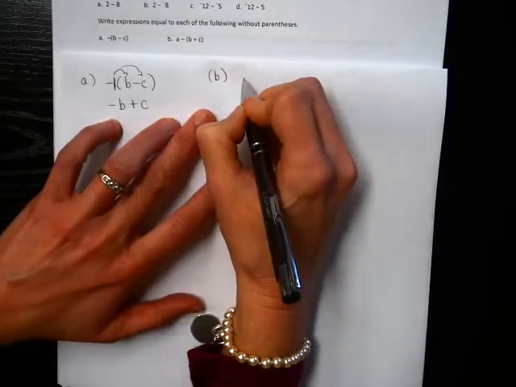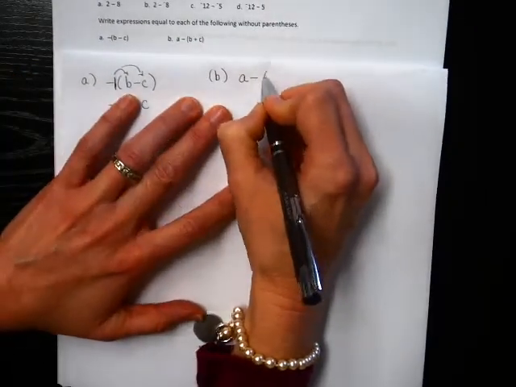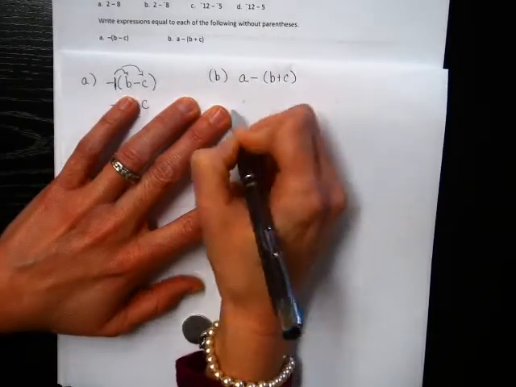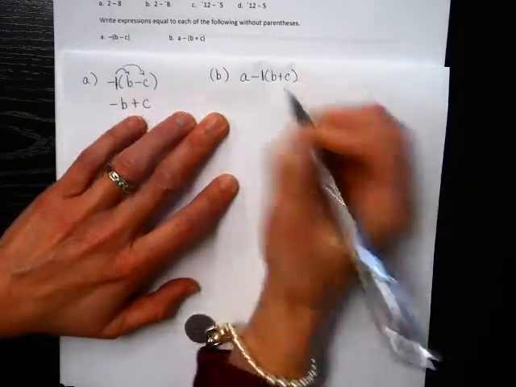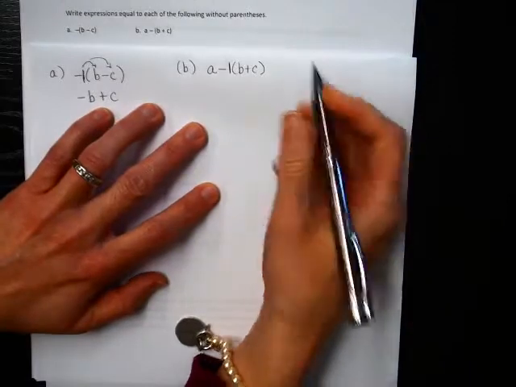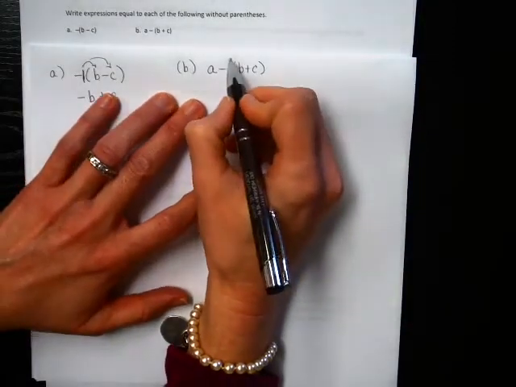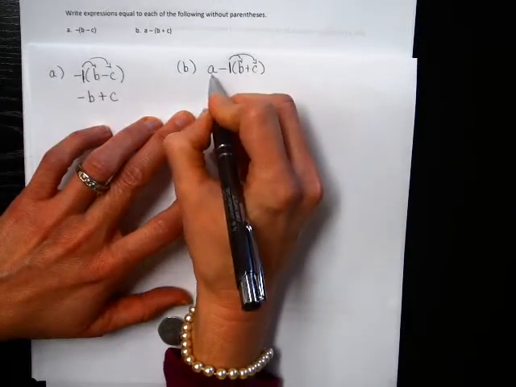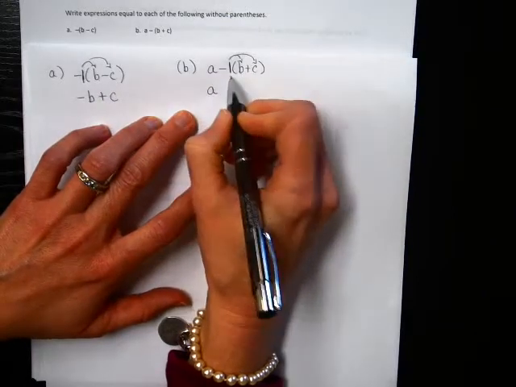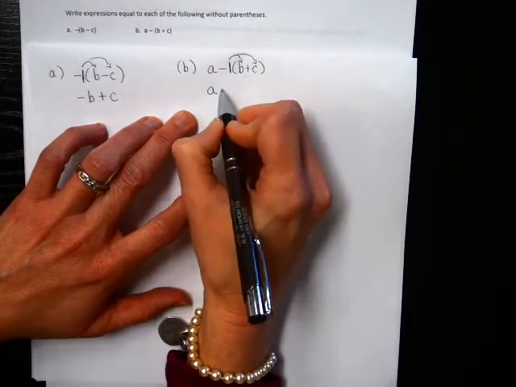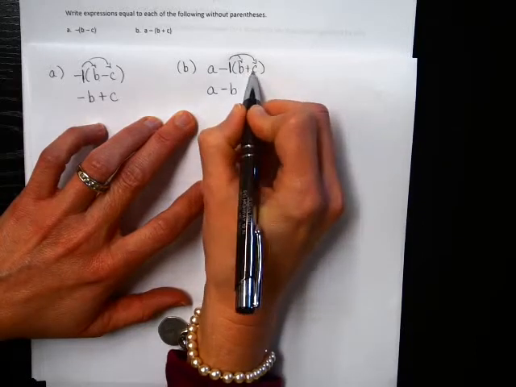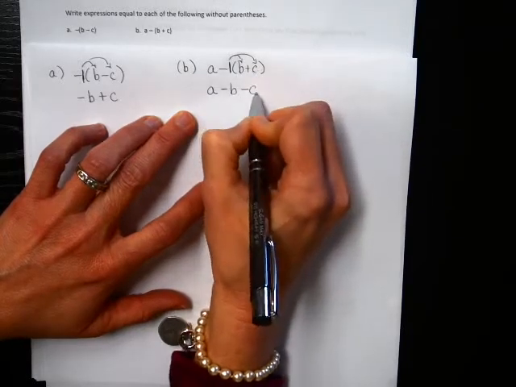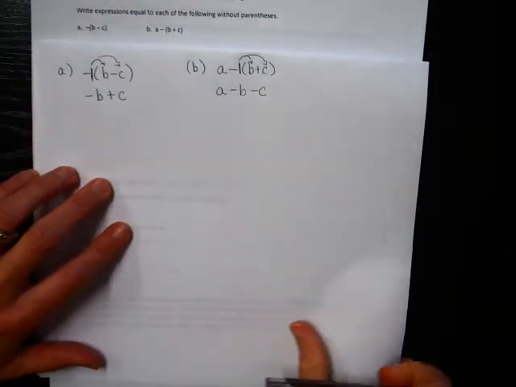Okay, so for B, you have A minus parentheses B plus C. And so that's really a negative 1 understood to be in front of that parentheses. And so I'm going to do my distributive property and multiply negative 1 times both of these terms. So I bring down this A, and negative 1 times B would be minus B, and negative 1 times C would be minus C. So A minus B minus C would be my final answer there.